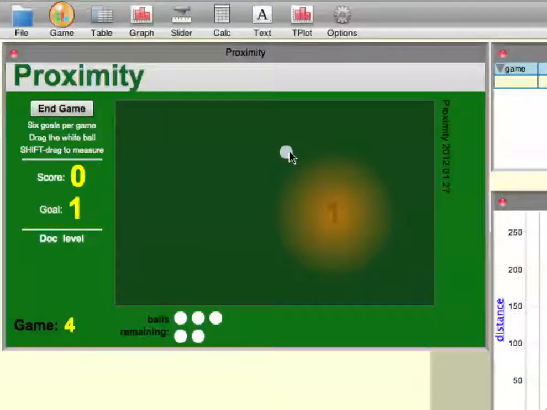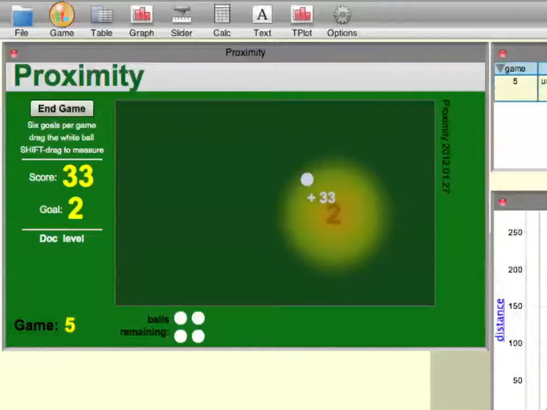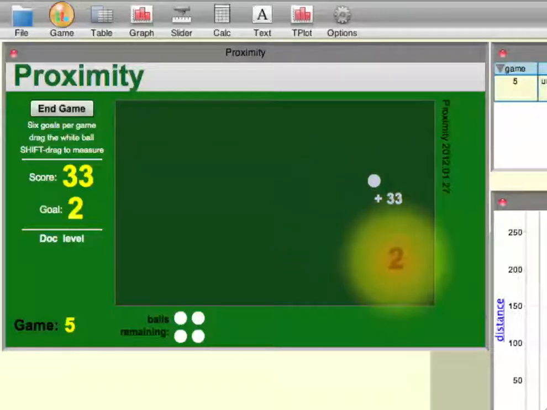In this game, your score depends on how close you get the white ball to the center of the gold target area. You shoot by drawing back on the ball to aim it toward the target. Release, and the ball moves. A game consists of 6 shots. Let's fast forward a bit.